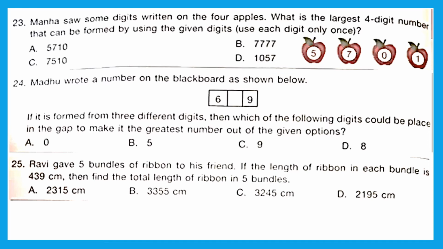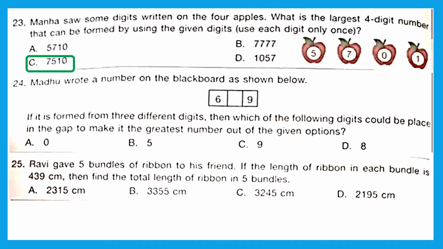Now, in such type of questions, when it is asked that you have to make the largest number out of a set of digits and you can use those digits just once, simply use the descending order. Okay. Here the digits are 5, 7, 0, 1. So we will make a descending order. It will give you 7510, and that is going to be your largest 4-digit number out of these digits. Option C is the right answer.